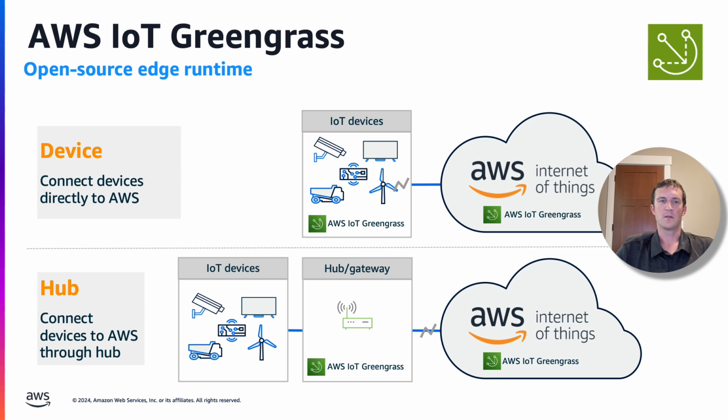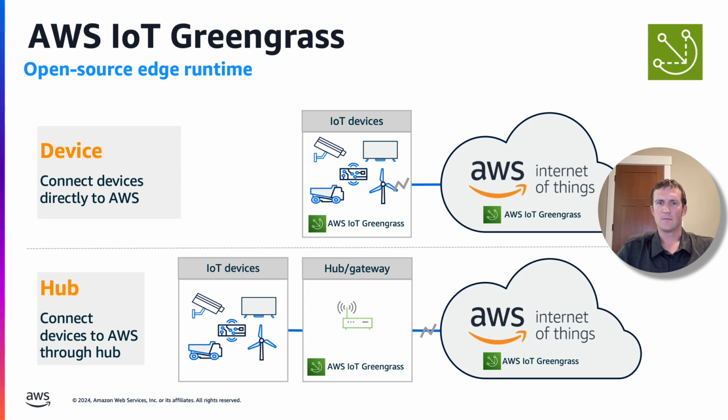After AWS Systems Manager, we'll be introduced to AWS IoT Greengrass. This is the first of multiple AWS IoT services that we'll be using throughout this workshop. AWS IoT Greengrass is an Internet of Things cloud service and open source edge runtime that helps customers develop, deploy, and manage IoT device software.